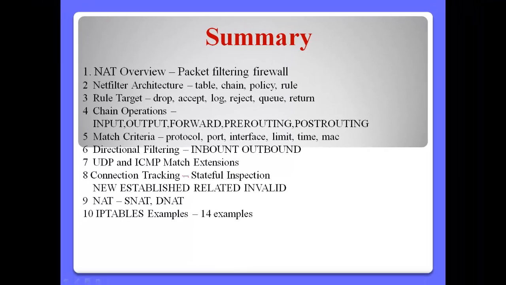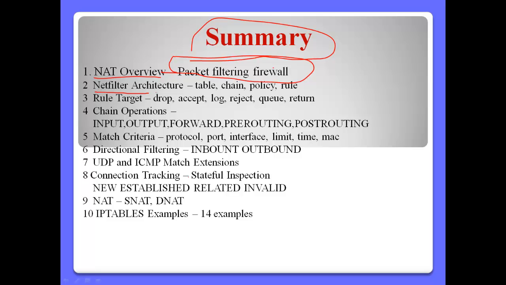Okay, so far I explained about the iptables examples. So this is a summary. In chapter 1, we learned about NAT overview. So iptables is a packet filtering firewall. And the NAT filter architecture, we learned about the iptables table, chain, policy, and the rules. In chapter 3, we learned about the rule target. So here, a rule has this kind of target: drop, accept, log, reject, queue, and return like this.